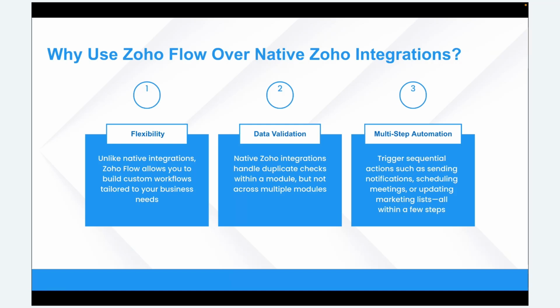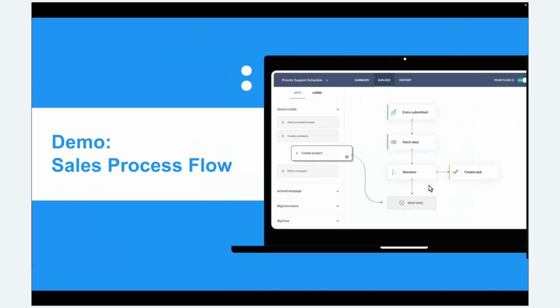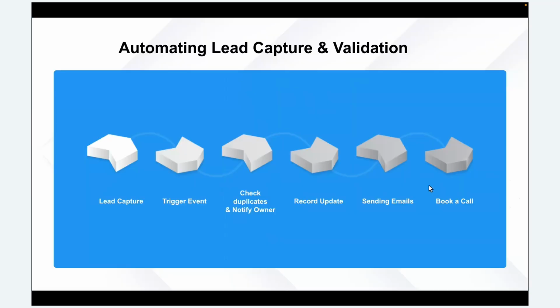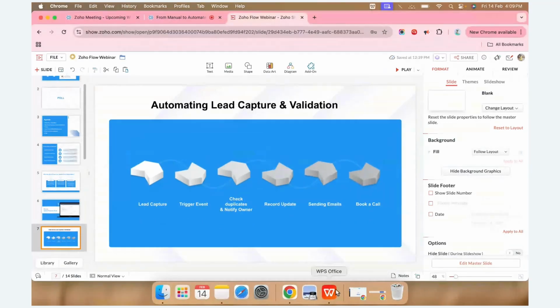And now let's have a quick sales demo. I will show you a demo on how to build a sales process flow using Zoho Flow. So let's imagine a prospect submits a form from your website and you want to make sure that person does not get lost in your system among other records, or to avoid creating duplicate records. We can use Zoho Flow in that case, which will check for duplicates and then create a record, followed by sending emails, scheduling a call, etc.